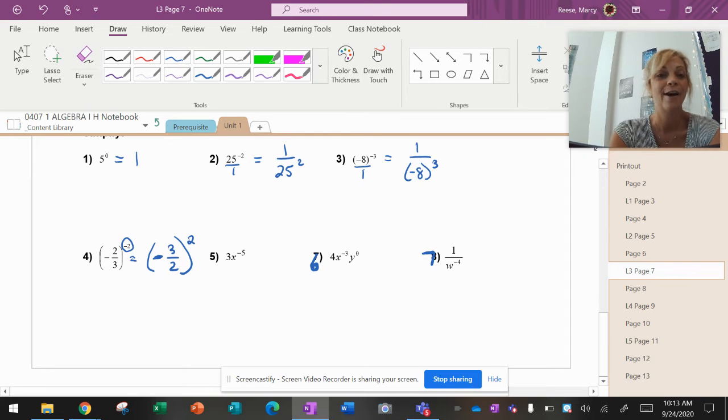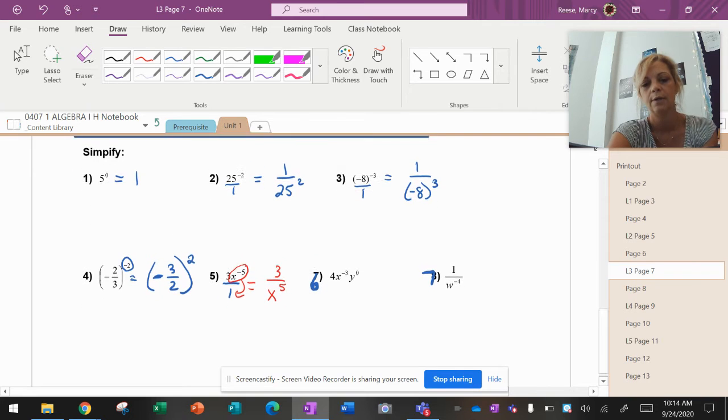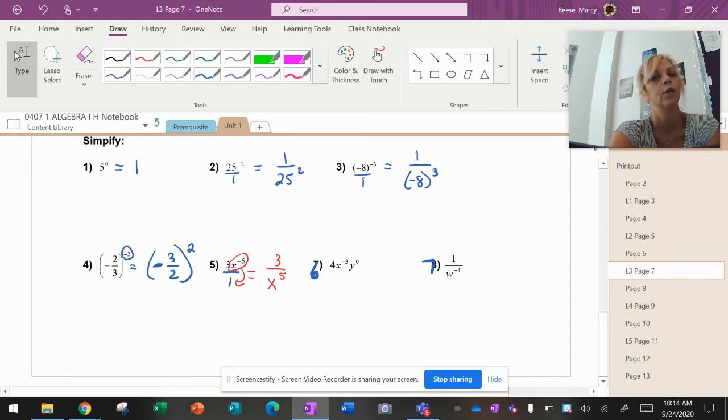Okay, 5's a little different. I'm going to put this over 1, but remember, the 3 is not what's raised to a -5. The x is raised to a -5. That is the only thing that should move down to the denominator, not the 3. Do not mistake this. That's how you simplify it, or use the exponent rules to make it look prettier.